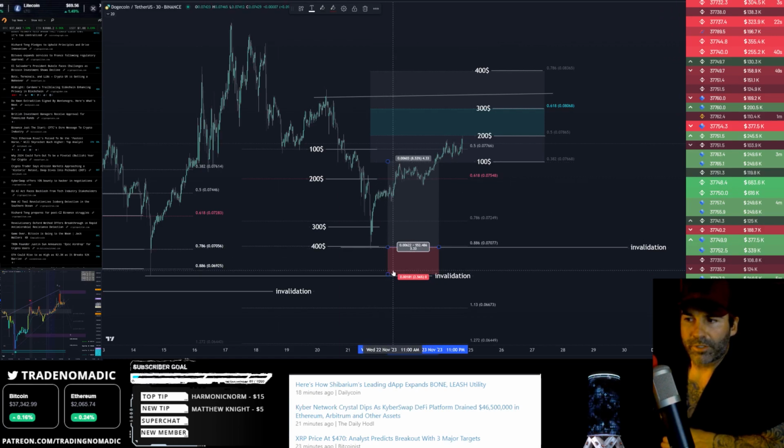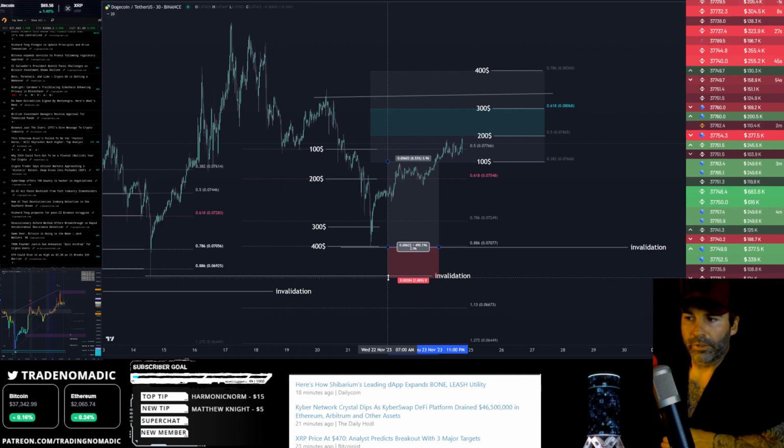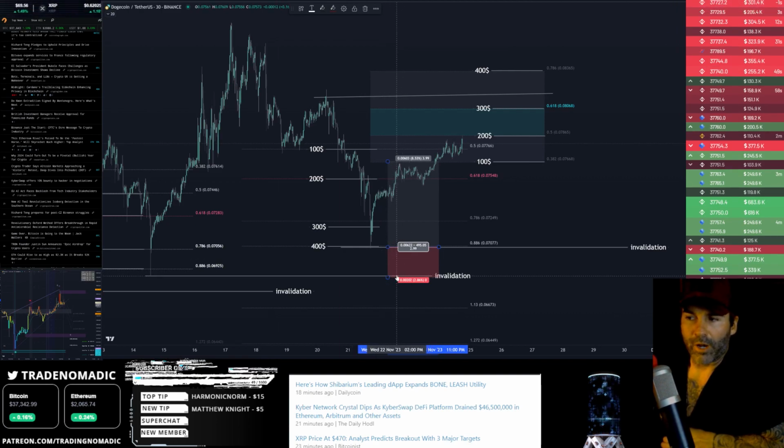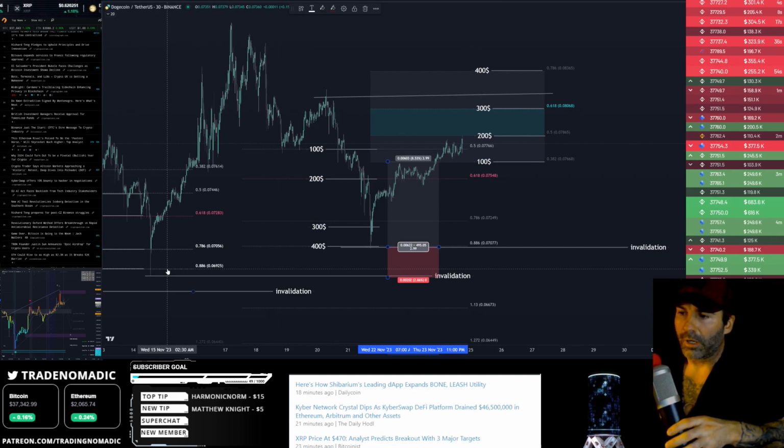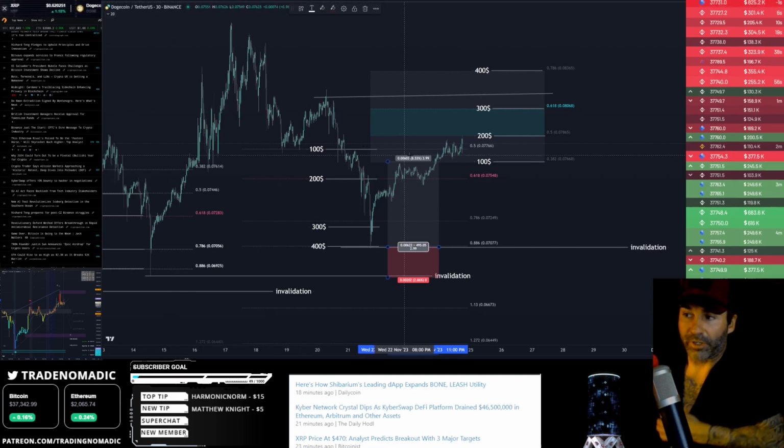We want to risk 3 to 1, which in this case that would actually work out because your stop loss would be under the last low, and you still get a 3 to 1 trade.